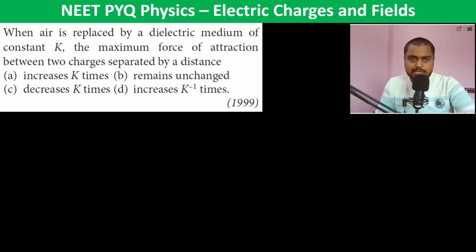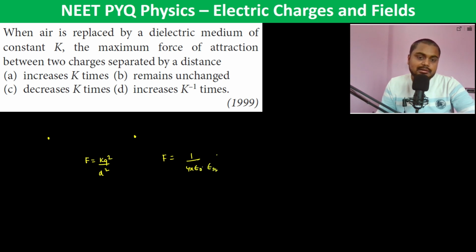When air is replaced by a dielectric medium of constant K, the maximum force of attraction between two charges separated by a distance. Okay, so how much was the force earlier? Earlier it was k Q square by d square. Now if we put the dielectric, what will happen? F will become 1 by 4 pi epsilon naught into epsilon r into Q square by d square.